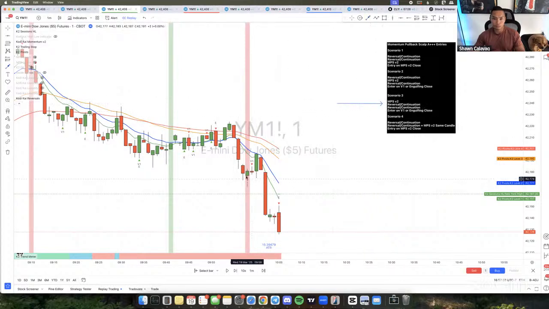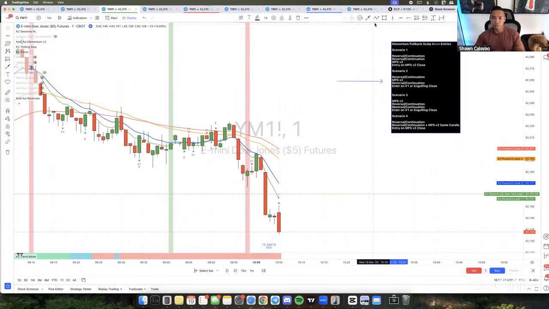So we start off right here with the MPSv2, right? So price comes down, or actually this is not scenario 3. This is going to be scenario number 2. So reversal continuation happens right here on this V1 candle. That's going to be the first setup. The second setup is going to be the MPSv2. We have a sell signal here, price retraces up, comes back down right here. This right here is going to be the MPSv2.